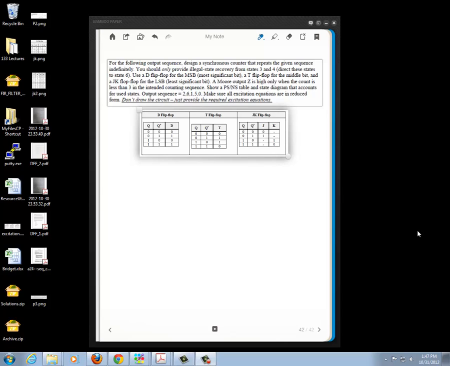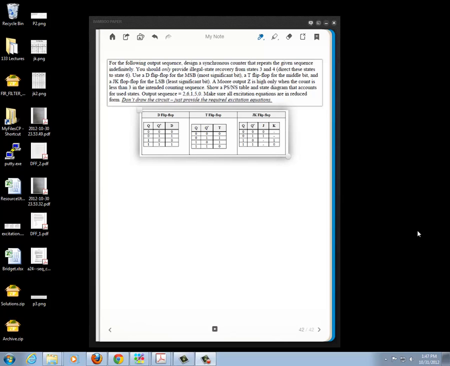From the following output sequence, design a synchronous counter that repeats the given sequence indefinitely. You should only provide illegal state recovery from states 3 and 4 and direct these states to state 6. Use a D flip-flop for the most significant bit, a T flip-flop for the middle bit, and a JK flip-flop for the least significant bit. A Moore output Z is high only when the count is less than 3 in the intended counting sequence. Show a present state next state table and state diagram that accounts for used states.